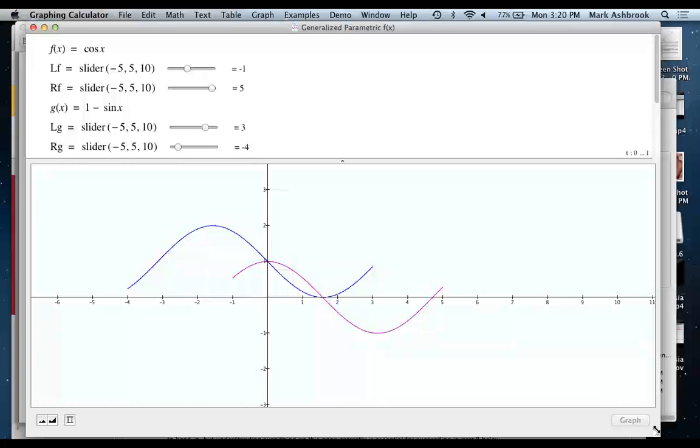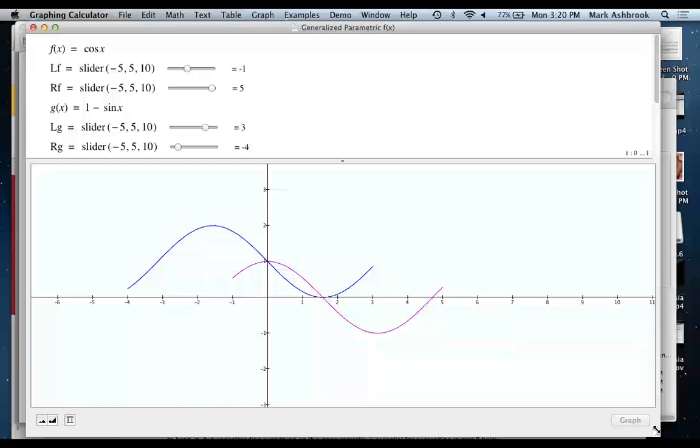So you define a parameter. Now, defining a parameter with more than one character: remember, you have to do the backslash, then your string of characters, and the backslash again. And then it automatically makes that string of characters a single parameter that you can assign either a slider to or just a value. That's what I've done here with LF, RF, LG, and RG.